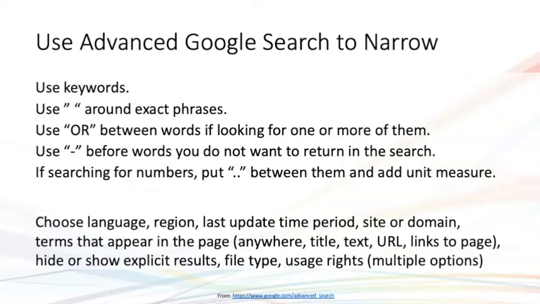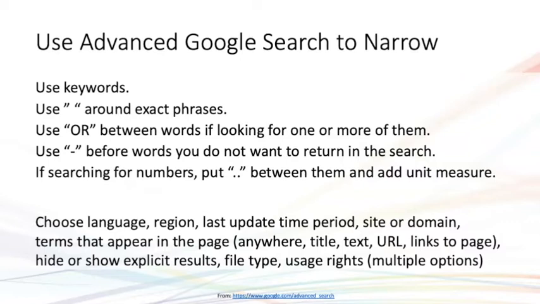And if you have numbers, put 2 dots between them so that the search engine understands that these are separate numbers, and adding unit measures can help with that. There are many other things that you see here on the slide that can help. You can narrow your search, and these are often options, so you don't have to know up front. You can just make choices that will help you out, such as what language, what region are you looking at?